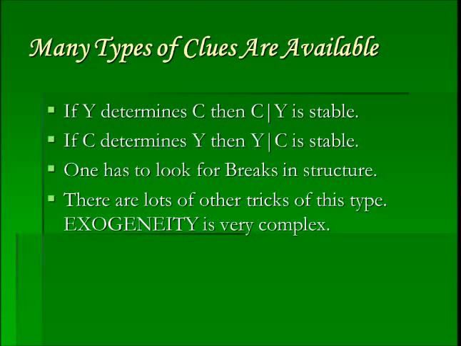For example, there are many different types of clues which are available, which will tell you that there is something happening which is strange. So, for example, if Y determines C, which is the truth, the GNP does determine C, then the conditional distribution of C given Y will be stable. If C determines Y, then Y given C is stable. So we can look at these two different conditional distributions and see which is stable. If one of them is stable, then we have a clue that the causality is running from Y to C and not from C to Y.